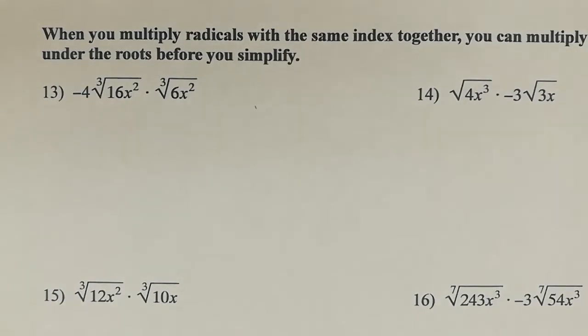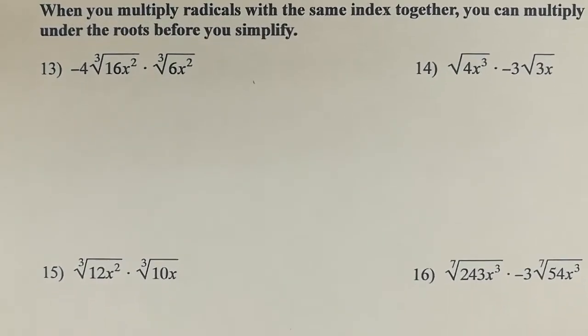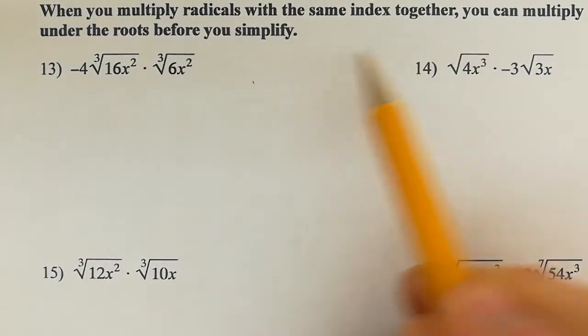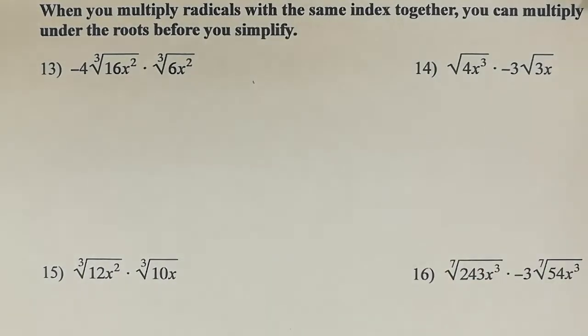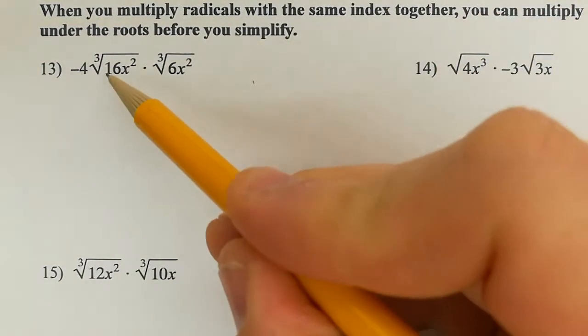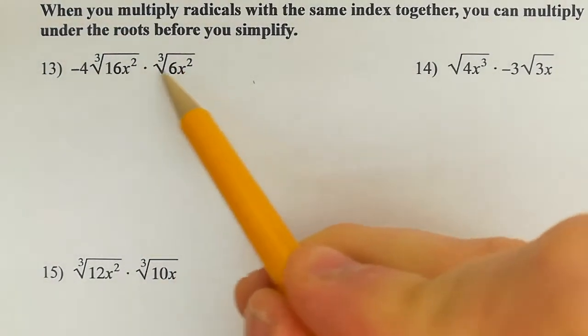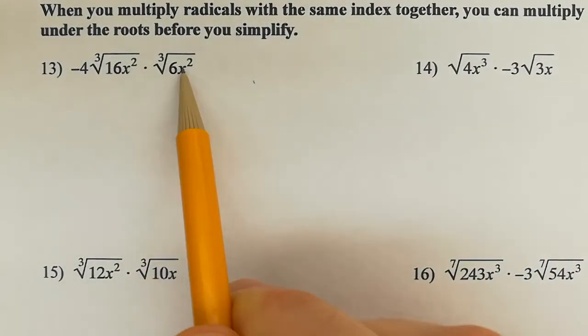All right, what we're doing here is multiplying radical expressions together and then simplifying them. So like on number 13 here, since they have the same index, and it says this, these aren't really directions, but more of just a hint here. When you have radicals that have the same index, you can just multiply the expressions inside together.